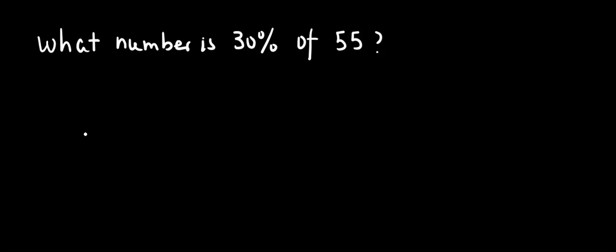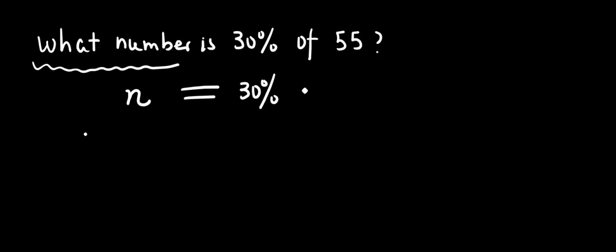I'm going to show you and help you to review how to solve these percentage problems. The simplest way is to first translate and then solve your equation. What number? What would you like to call it? We would say number. Okay, we can call it n. Is 30% of 55. Done. Then you just need to perform a simple multiplication.